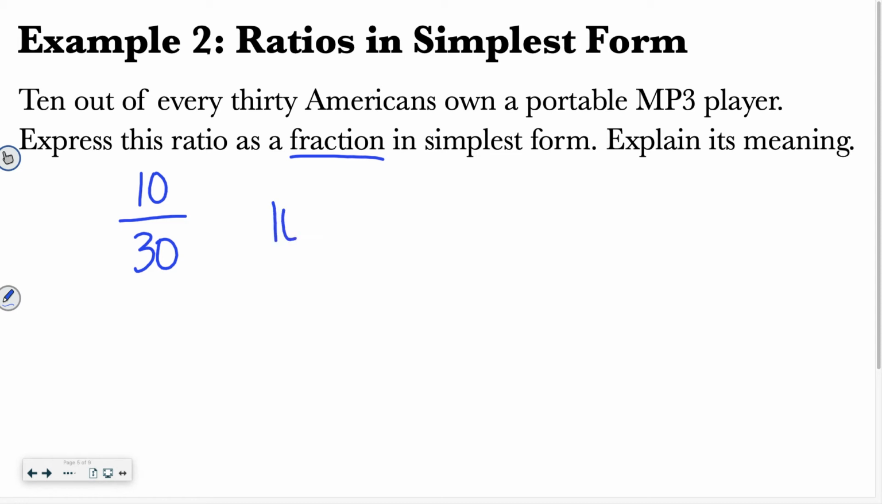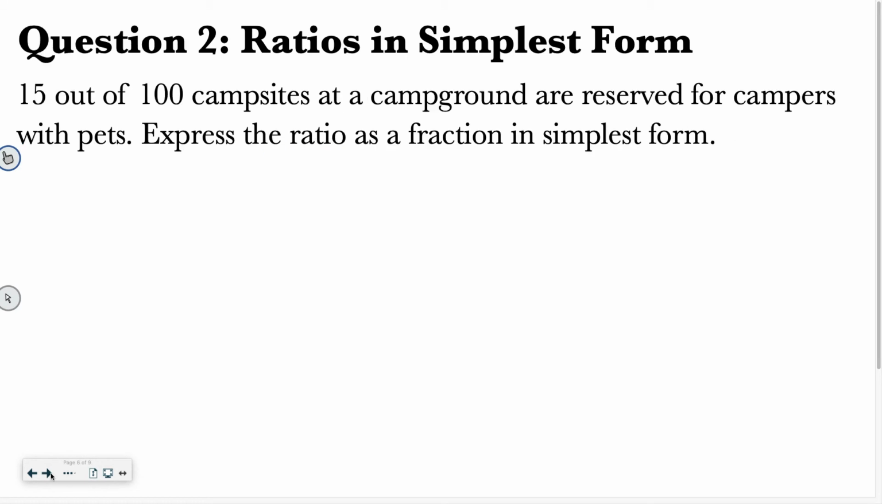Another way I could write it, if they didn't specify fraction form, is I could write it all of these different ways. Okay, they all mean the same thing, but this one specifically asks for a fraction. And then I look at these two numbers, 10 and 30. 10 goes into both of them. 10 goes into itself once, and 10 goes into 30 three times. So the simplest form would be 1/3, and its meaning is that 1 out of 3 Americans own a portable MP3 player. All right, question 2.